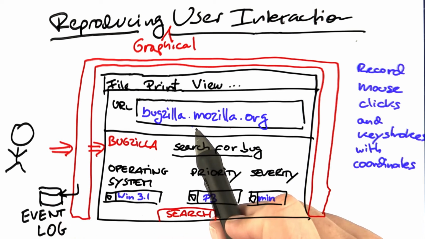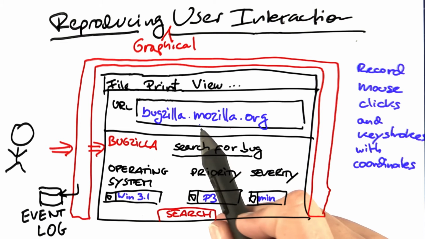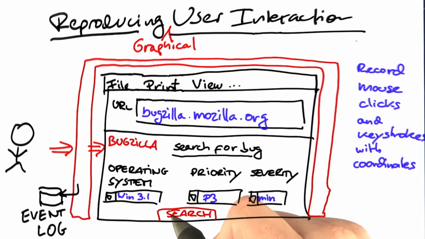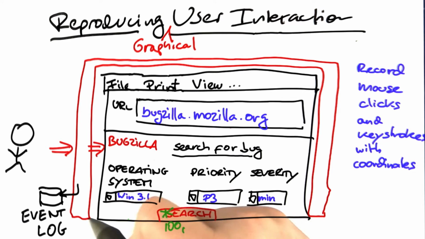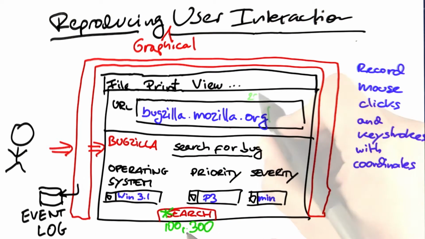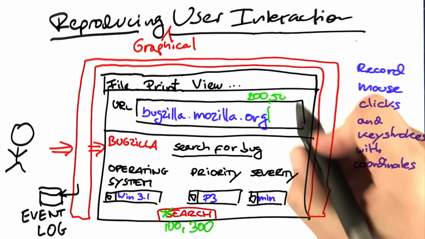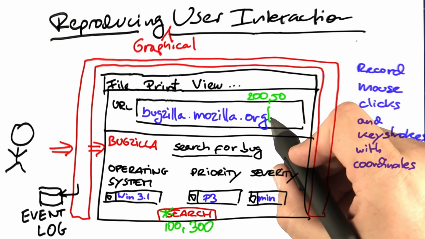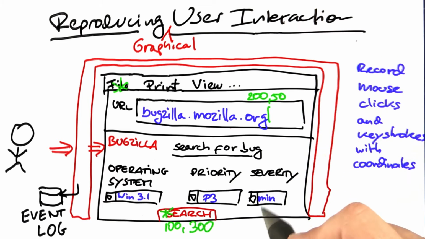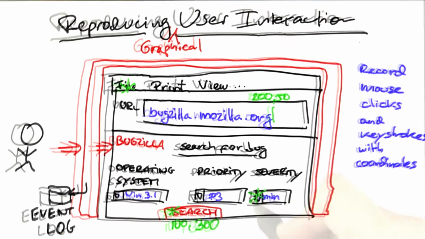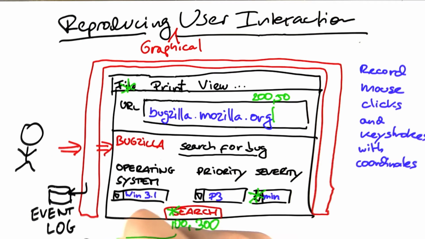You could, for instance, go and record mouse clicks together with the coordinates of the mouse pointer. This is fairly easy to record. So for instance, you could go and click here on search at the position, say 100x and 300y. Or you could enter some text while the cursor is in the position 250. Or click here on the file menu or here down on this roll down menu. And of course, all of these then go into the event log.